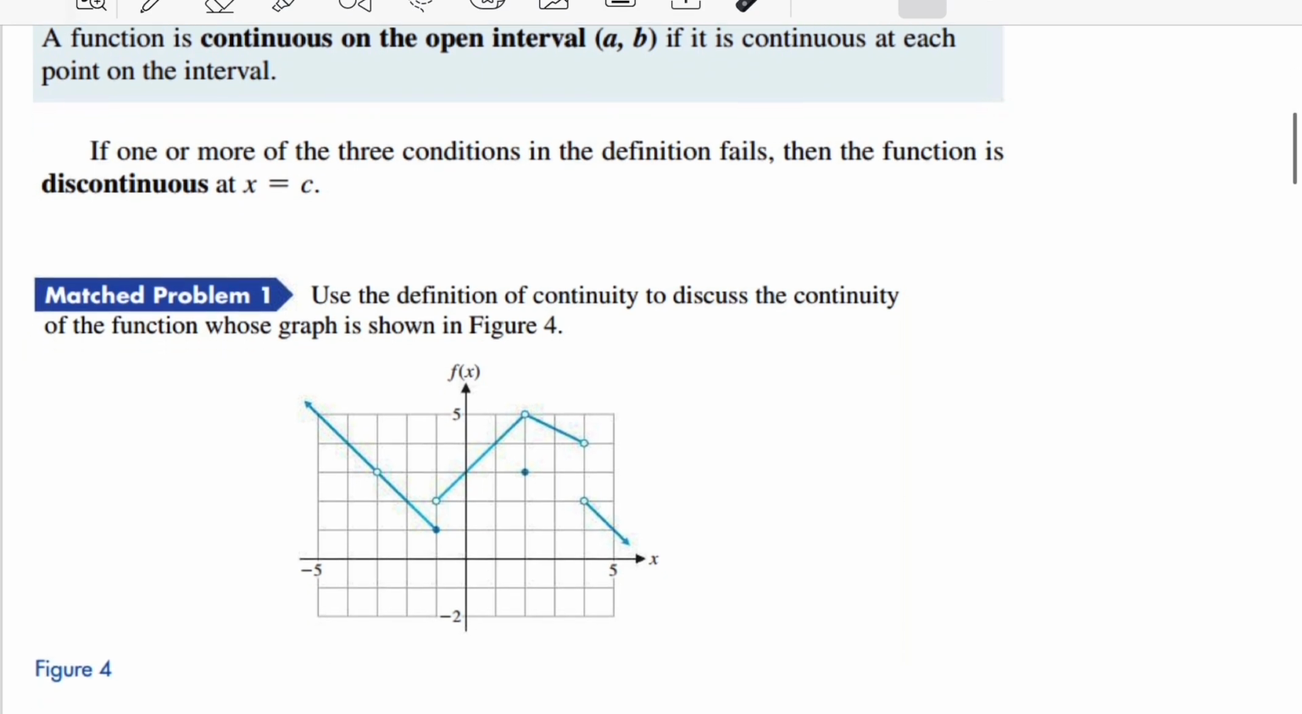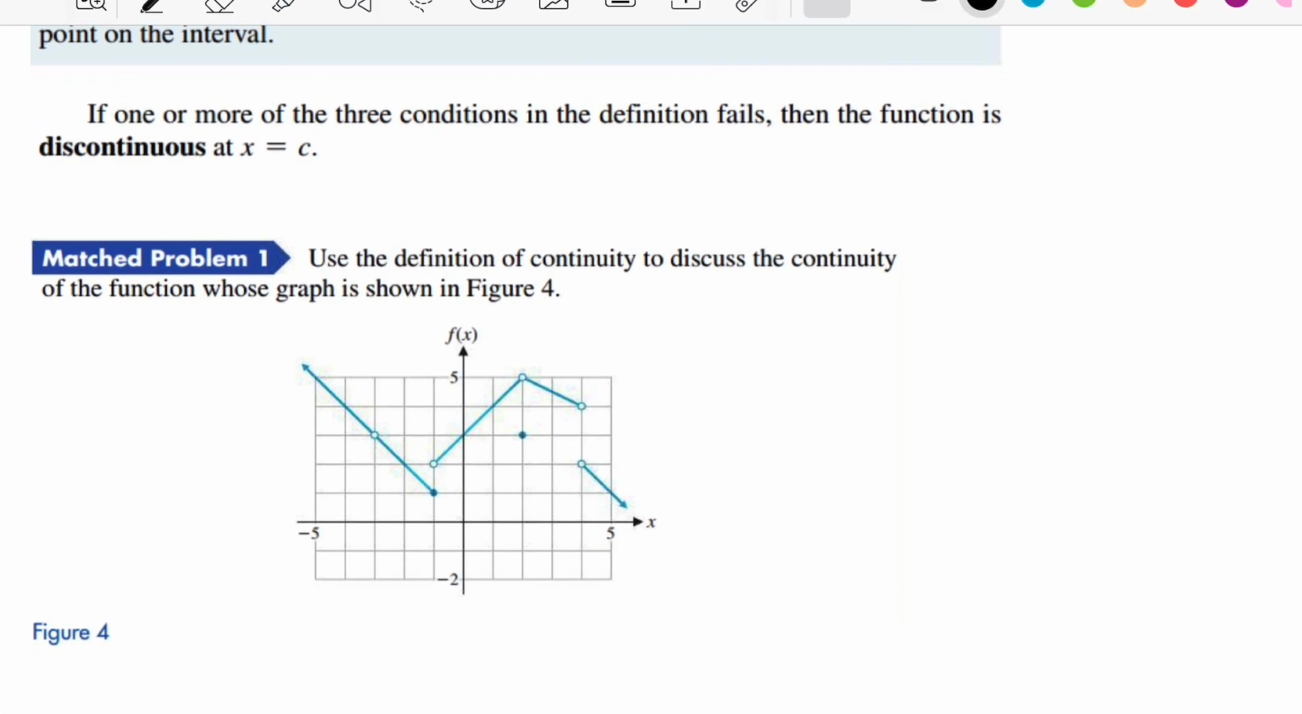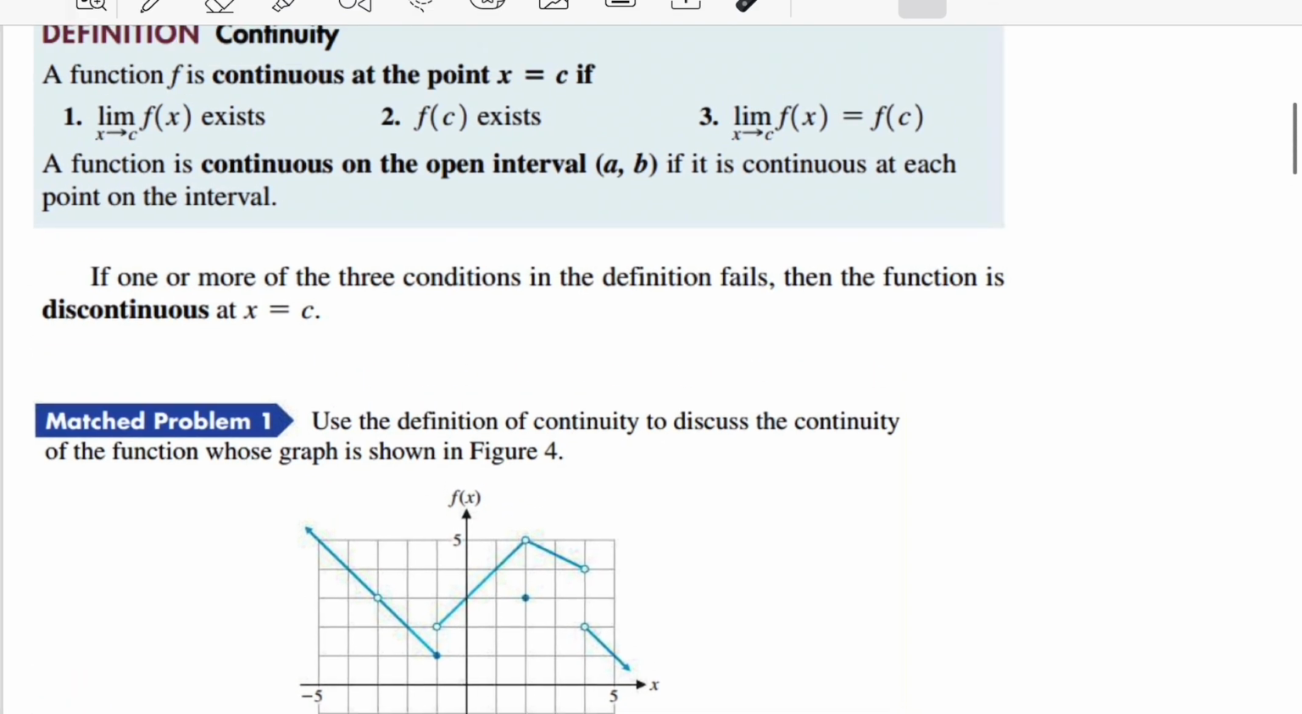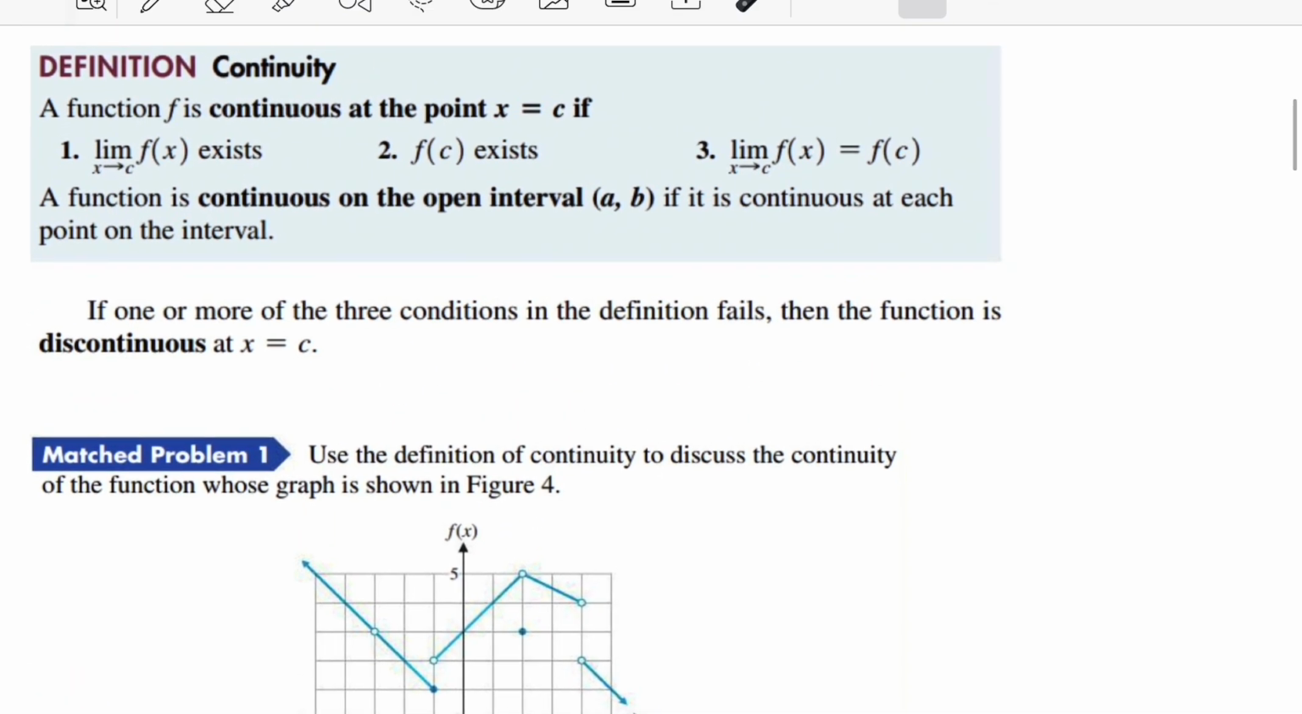So we'll look at this problem here. We want to use the definition of continuity to discuss the continuity of this function whose graph is shown here. So what we'll do is we'll look at the limit of our function as we get closer and closer to these points here. As we can see, there's some sort of jumps, some things are undefined, so we're just going to investigate and see what happens using the definition of continuity here.